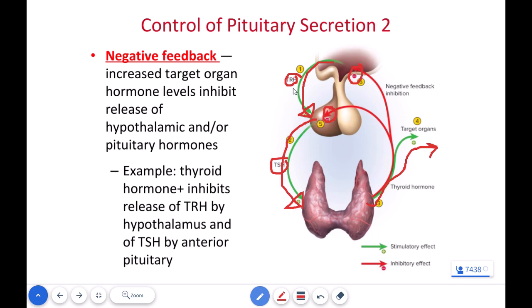It's a negative feedback loop. As you have more and more of this chemical in your body, that chemical will prevent more of itself from being produced.